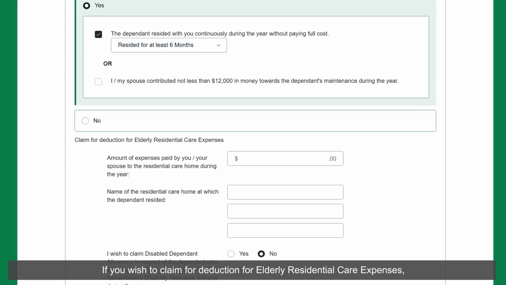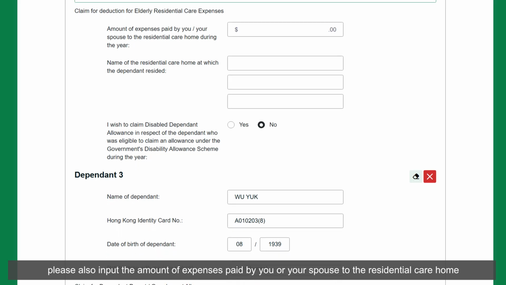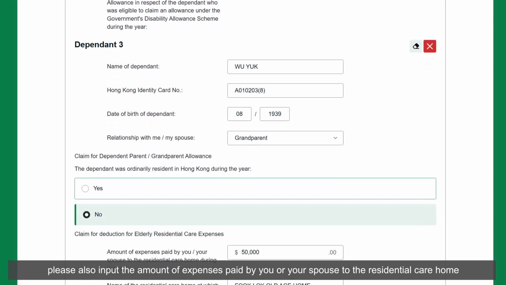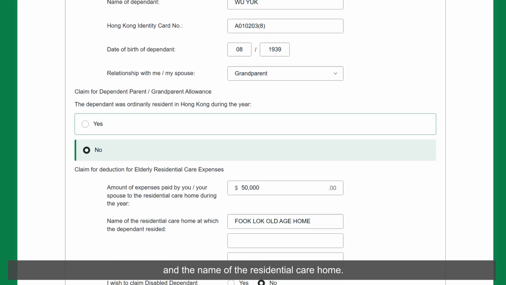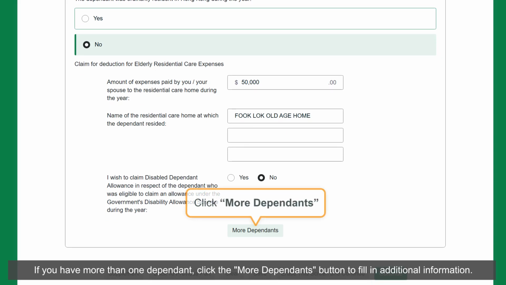If you wish to claim for deduction for elderly residential care expenses, please also input the amount of expenses paid by you or your spouse to the residential care home and the name of the residential care home. If you have more than one dependent, click the More Dependents button to fill in additional information.